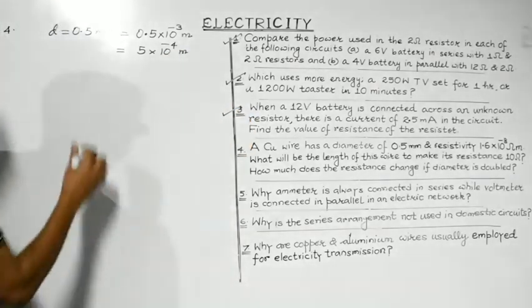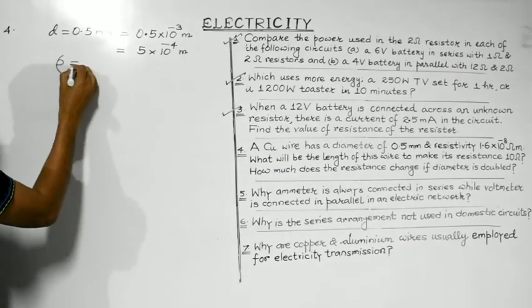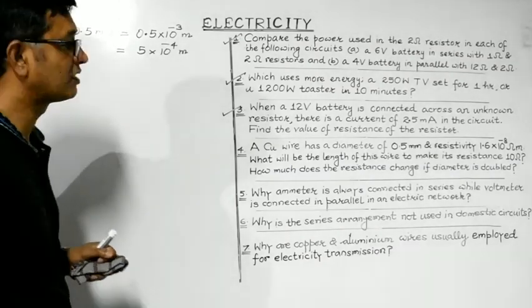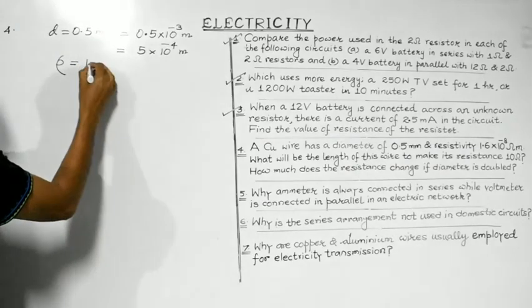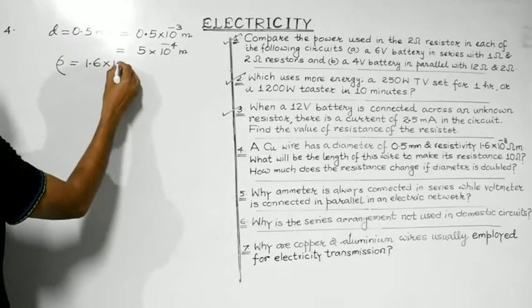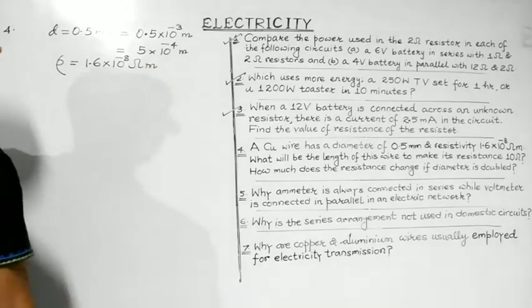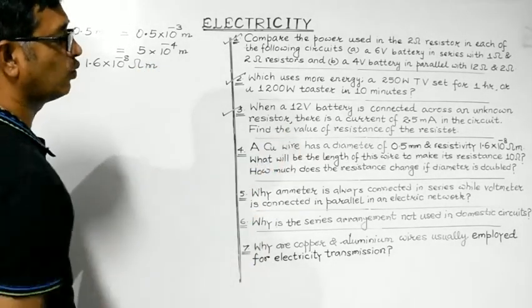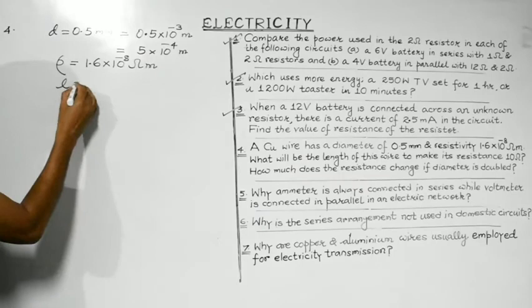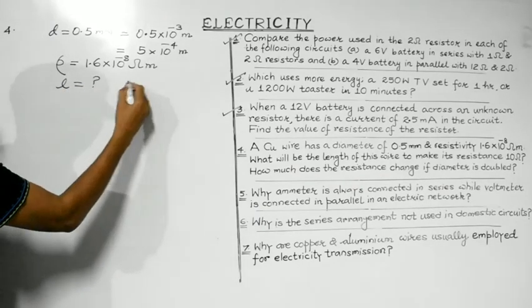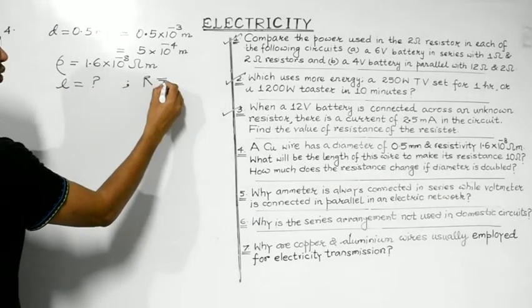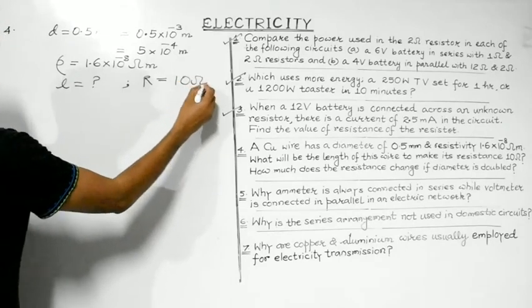Okay. Next given is resistivity. It is also known as specific resistance. It is given to be 1.6 into 10 raised to the minus 8 ohm meter. It's already given in SI. What will be the length of this wire? Length of the wire is to be determined, and resistance of this wire is 10 ohm.